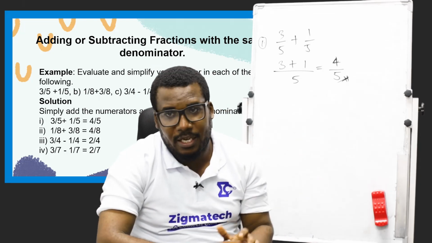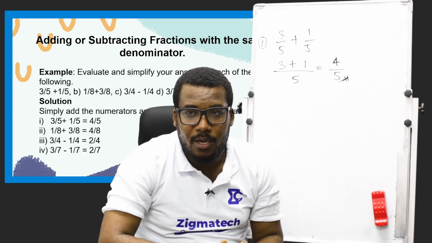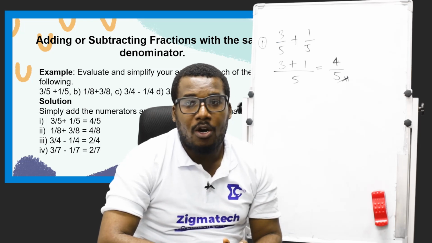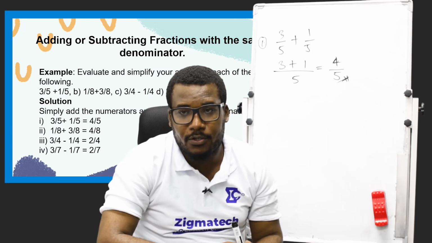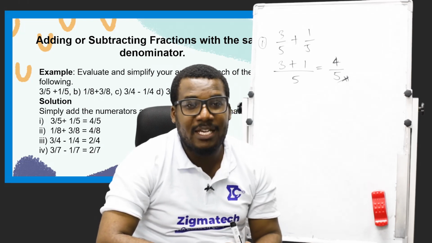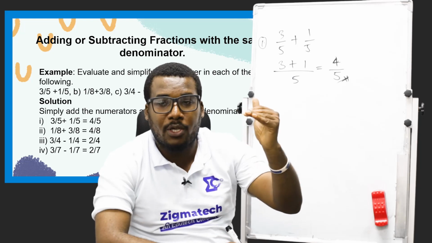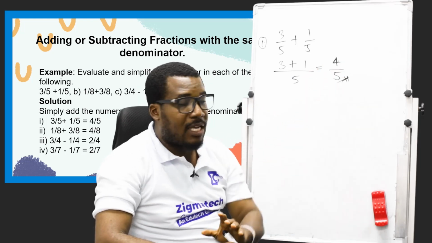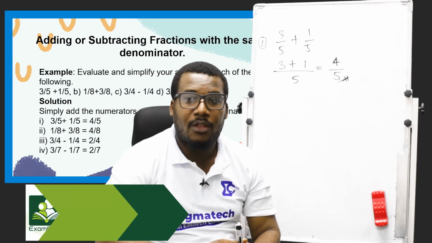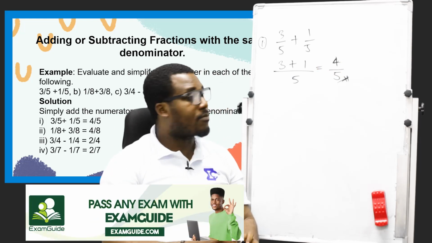And this is a proper fraction. Because again, from our rule, or our case, in number 1, where we talked about the types of fractions, we talked about proper fraction being the fraction where the numerator is less than the denominator. In this case, 4 is less than 5. Thus, this is a proper fraction.